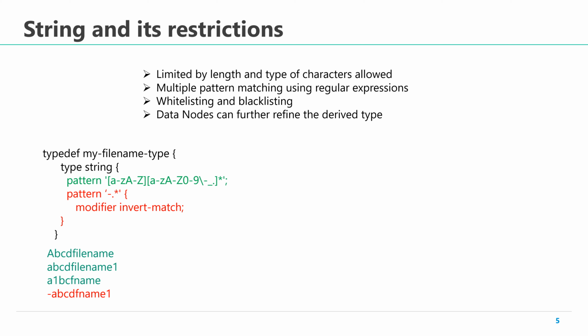Let us understand with a simple example. Here I have defined a simple file name derived type based on the built-in type string. There is a whitelisting pattern and a blacklisting pattern that has been defined. So the file name can begin with alphabets, but it cannot begin with a hyphen. So as you see in the examples below, whatever matches the whitelist will be accepted, and the one which is not matching the whitelist and part of the blacklist is rejected.